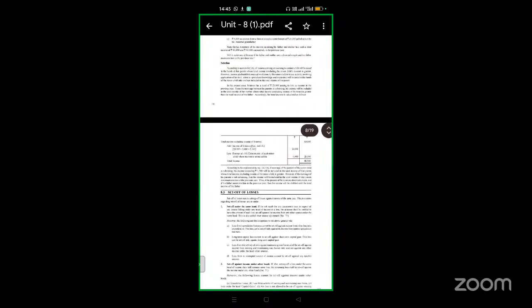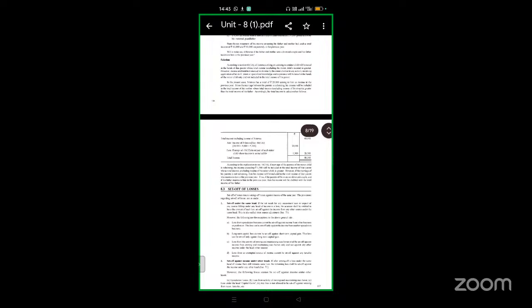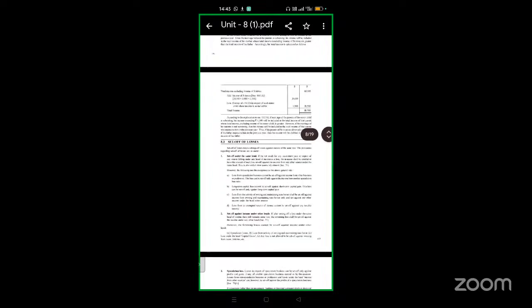Next is set off of losses. So here, for example, we have income from business. So what is the loss we are incurring? How to write off that loss? That is set off under the same head. If you are getting any loss from speculation business, you should set off that loss against the profit of the speculation business only. Then only it is considered. If you are setting it off against any other heads, that is not permitted.